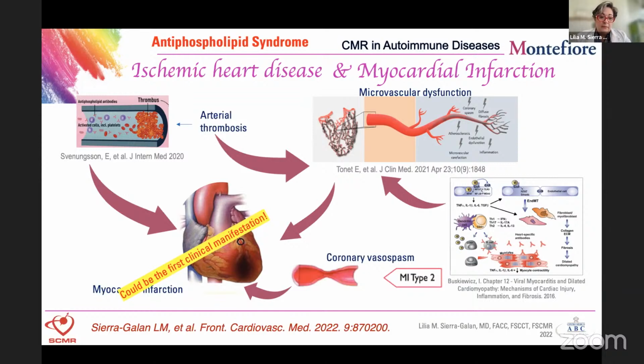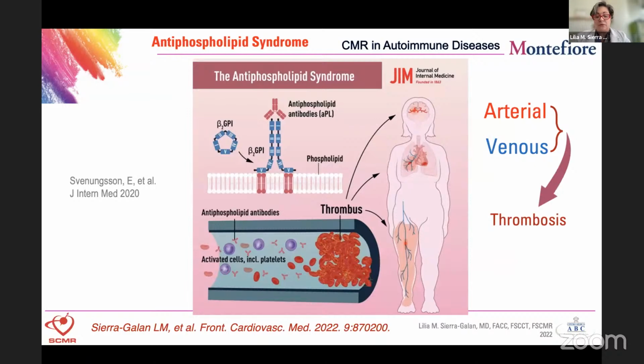So this myocardial infarction could be the first clinical manifestation, and we can confuse the diagnosis and make a wrong diagnosis and treat the patients not the best way. So it is very important to identify the pathophysiology. Then we are going to have thrombosis, as I mentioned, in the arterial and venous systems at different levels.